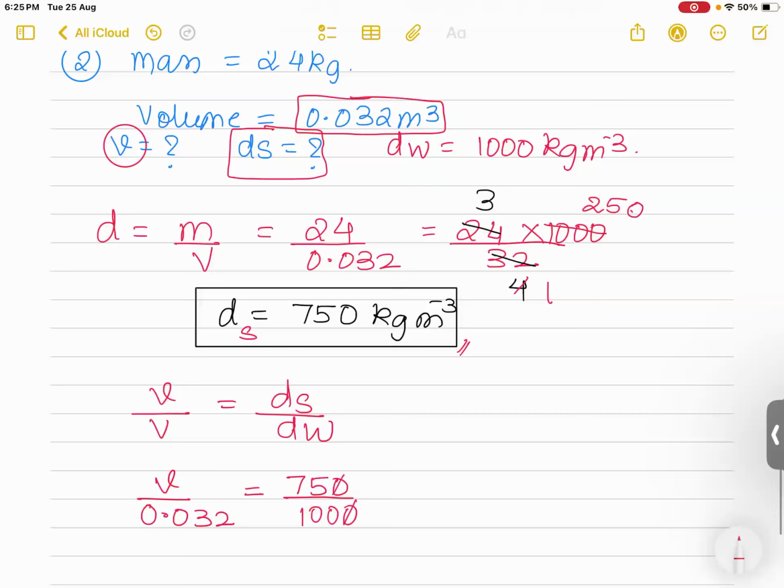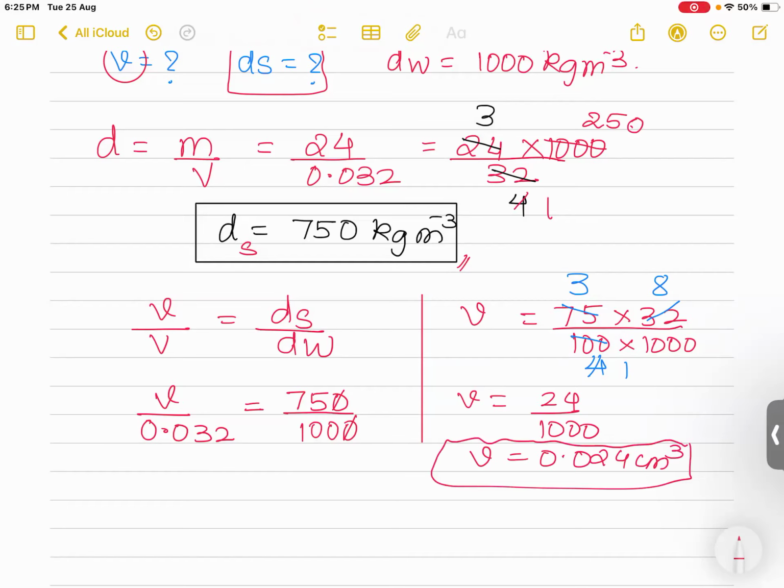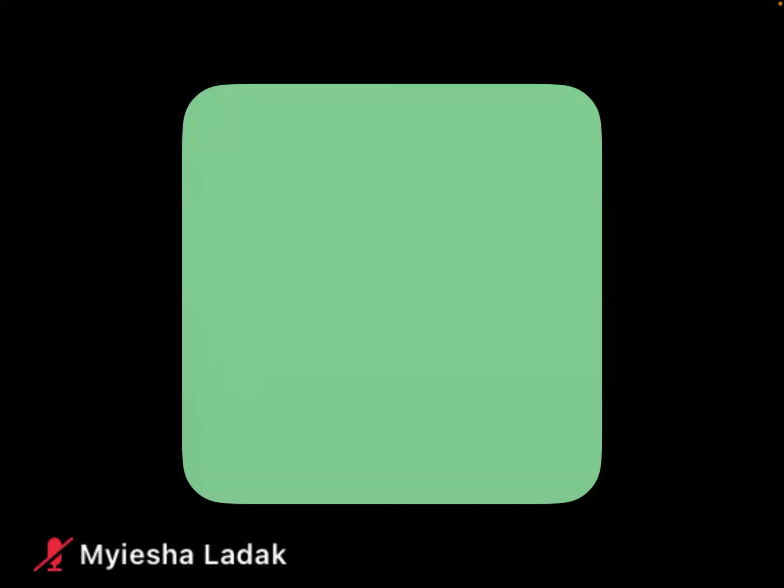This 0 gets cancelled. So we will write small v is equal to 75 into 32 upon 100. I can go with 25 table. 25 fours are 100, 25 threes are 75. So 8 into 3 is 24. So we will get small v as 24 upon 100, which is 0.024 meter cube. Got it, Maisha? How to solve? Yeah.